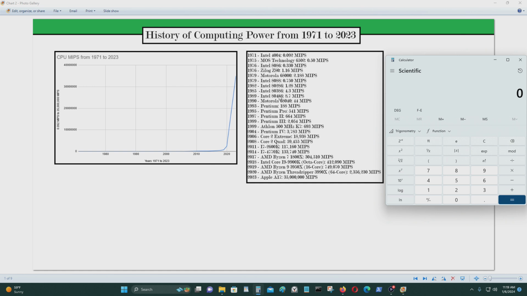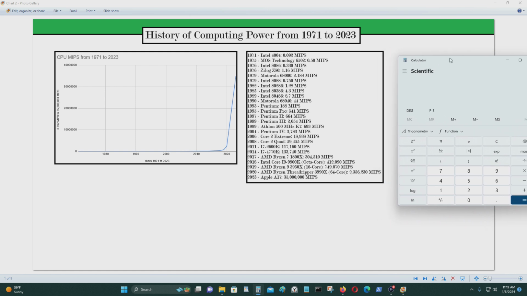As you can see, this number just keeps getting higher and higher. And as I showed in the previous graph, the nodes for the transistors are getting smaller and smaller. So the CPUs are getting more powerful and smaller at the same time. The Apple A17 can perform 35 million MIPS, which is a very high number, which is a very powerful CPU in a small package.